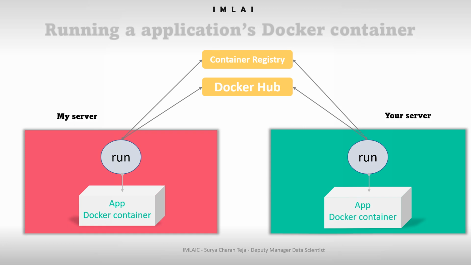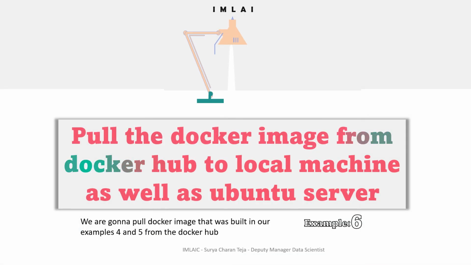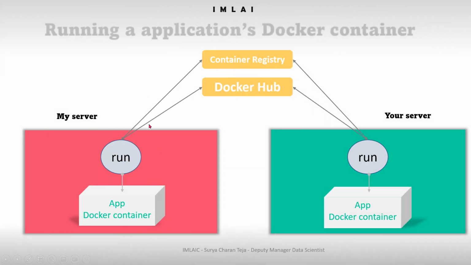So now we will demonstrate the same concept. Let's pull the Docker image from Docker Hub to the local machine as well as an Ubuntu server, because we are saying two servers. To prove it, one is the Ubuntu server, that's my server. The other one is localhost, which is my machine, a Windows machine. The Ubuntu server is an EC2 instance. We will pull the image into both servers, run the container, and see the magic.